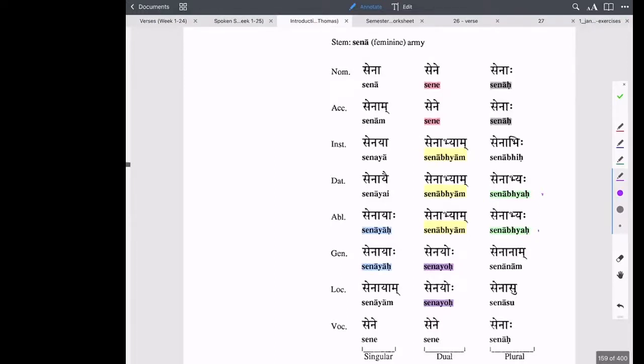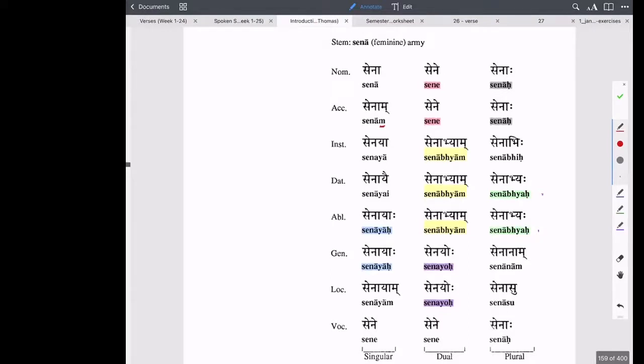Senam, this is an easy one. You just add an m at the end. That's how you know it's an accusative. Just like palam. Senam, sene, senaha. Almost the same, isn't it? Except you just add an m there. Let's do it again. Sena, sene, senaha. Senam, sene, senaha.